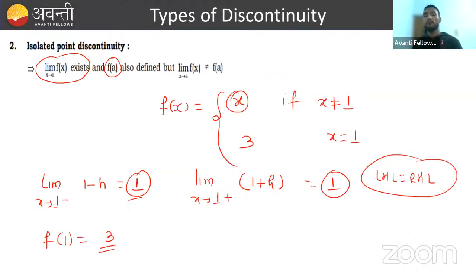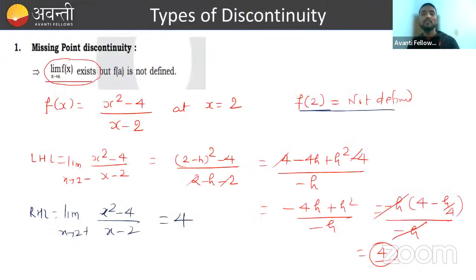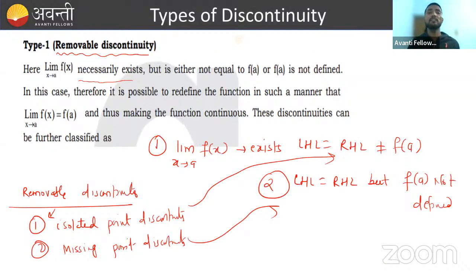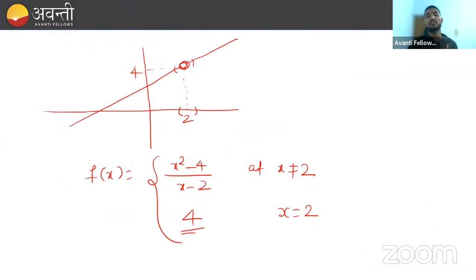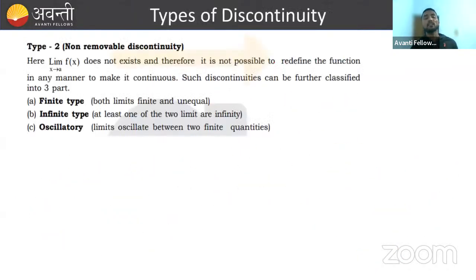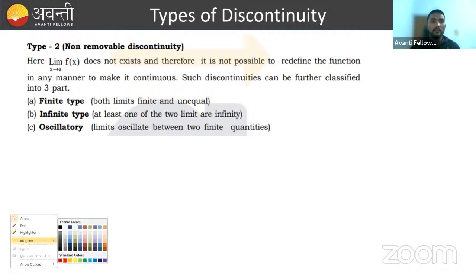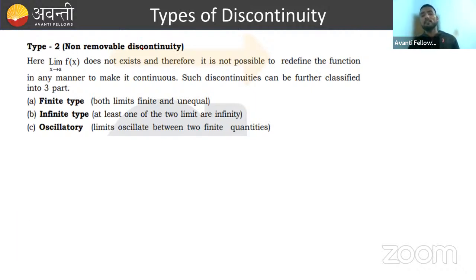Types of discontinuity. First is removable type of discontinuity. In removable discontinuity, there are two types. One is isolated, and another one is missing point discontinuity. Okay, now there is the other type, that is non-removable discontinuity. I will not explain it that much because we have so many things to see, but I will explain how to check. Non-removable means simply the discontinuity which can't be removed.